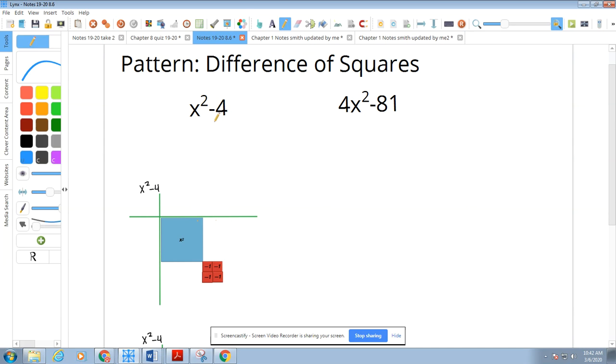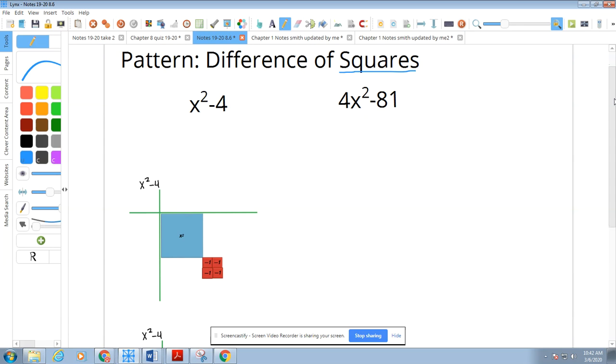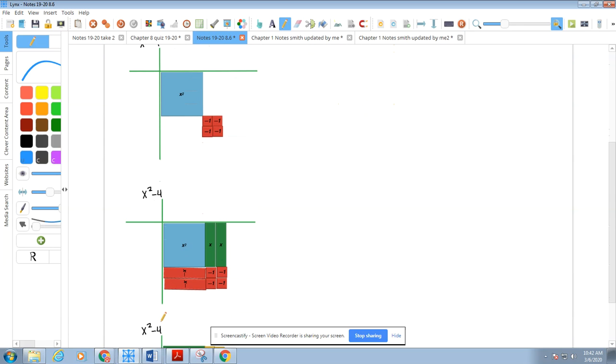So if I have x squared minus 4, I would start by putting my x squared here, and then I would put my negative 4 ones here. And then I need to fill in to make a square because we're talking about squares. So when I fill in, I need it to be two positives and two negatives so that my middle terms will cancel out. Okay, so that's my two positive x's and my two negative x's.